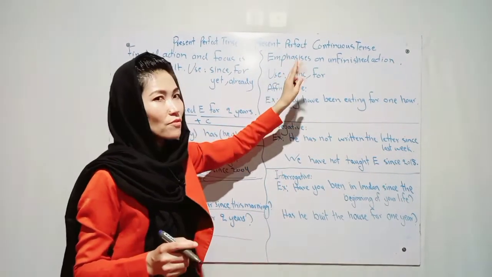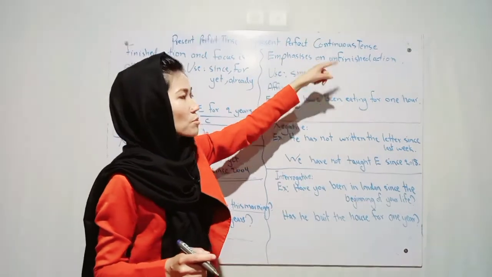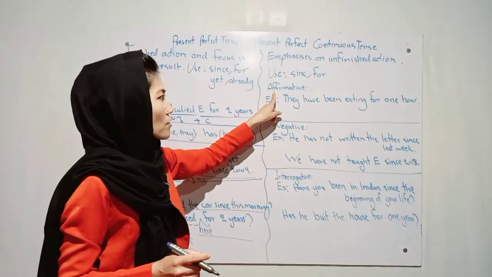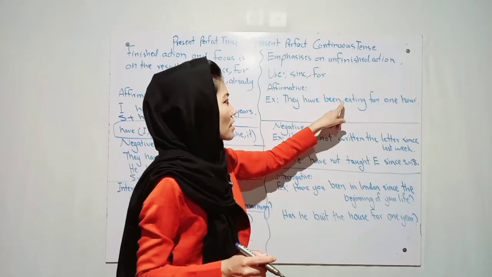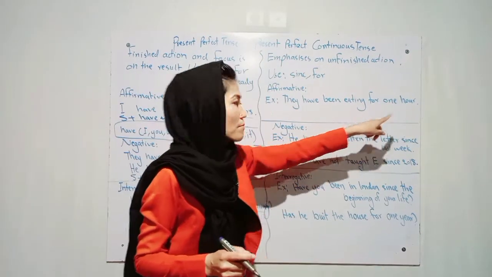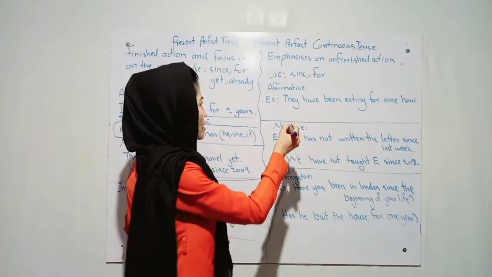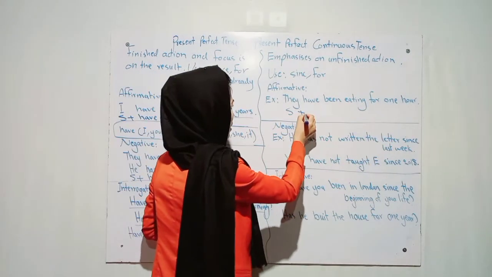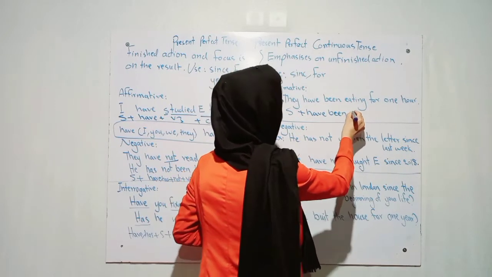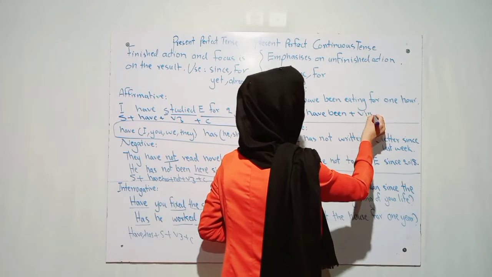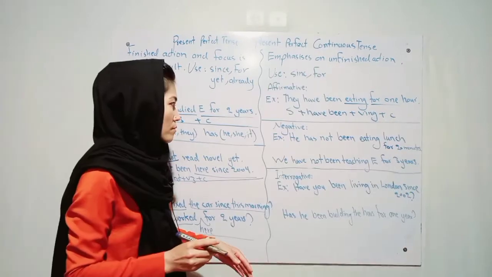For present perfect continuous tense we use since and for. An affirmative or positive statement in this tense: they have been eating for 1 hour. So the structure is subject plus have been, according to the structure, plus verb ing, eating, plus the complement of the sentence.